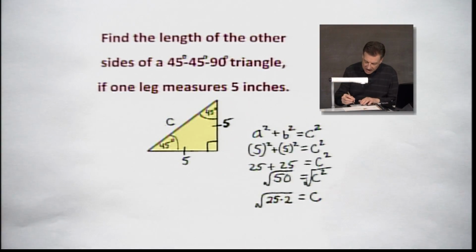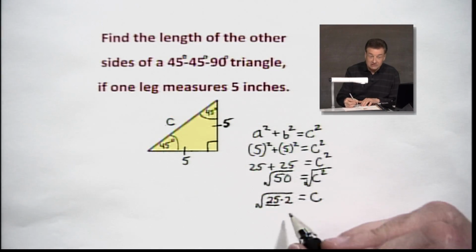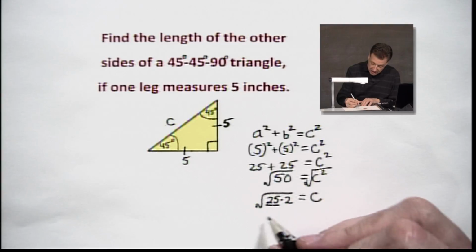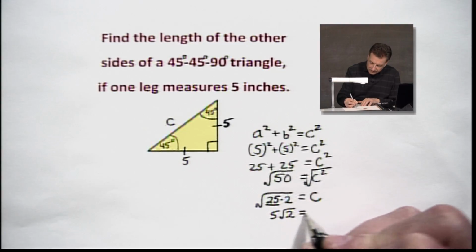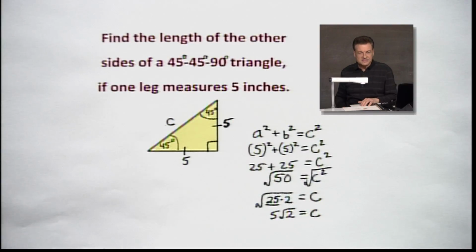And by the way, square root of 25, we know that. That's 5. We do know that, right? Everybody got it? All right, we got 5. What's left behind is that square root of 2. And we got a little value of c right there.